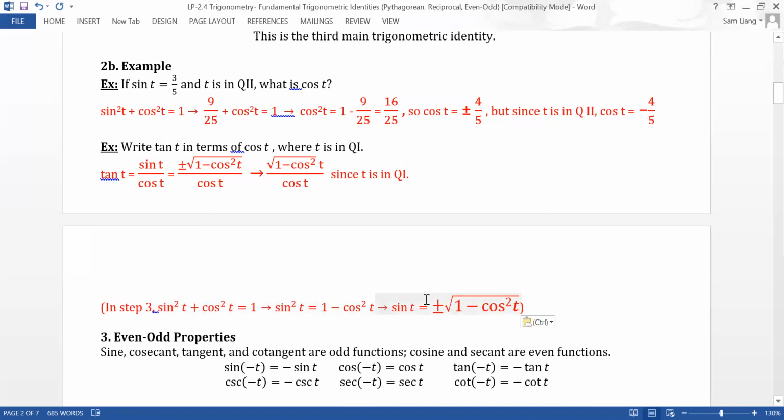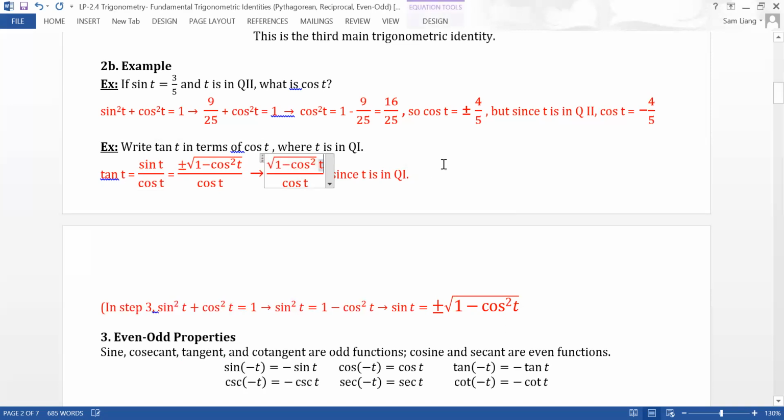Okay, that's what you get. So plus or minus the square root of 1 minus cosine squared t. That's what we get in the numerator, right? We're just rewriting sine in terms of cosine. Cosine is still cosine in the denominator. For this step, we know that t is in quadrant 1, so it has to be positive. It can't be negative because tan and all other trig functions are positive in quadrant 1.